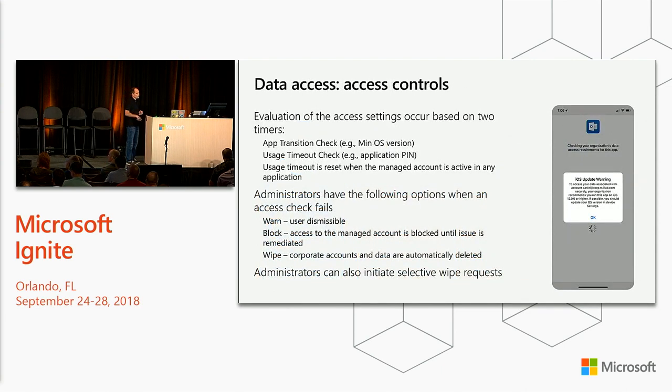From a data access control perspective, I wanted to talk about two key things that we've implemented. So we have two timeouts, or two checks to validate. We have a usage timeout check. So after a period of time that you define as the admin, when the user next launches one of the apps, we will prompt them for a PIN. And they have to enter their PIN or biometric or credentials to gain access to that corporate data again.